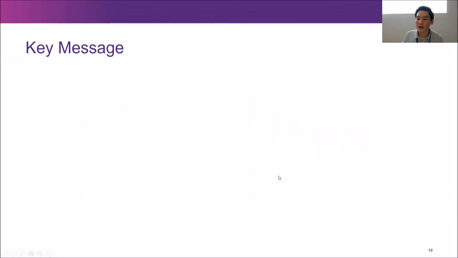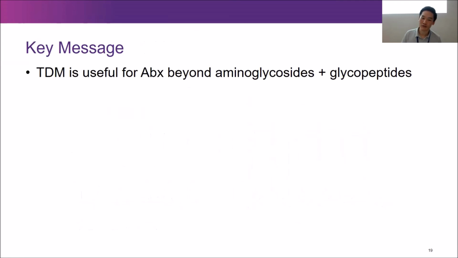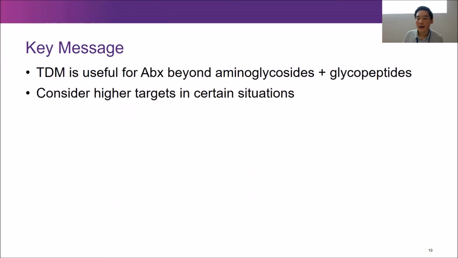So I suppose the key message that I hope most of us can take away from this presentation is that TDM is really useful for a wide variety of antibiotics, not just the aminoglycosides and the glycopeptides that we're used to sampling. In certain cases, like in this particular case here, where your site of infection is not in the blood or close to blood, or there is a separate barrier that's preventing antibiotics from penetrating into your site of infection, you might want to consider slightly higher targets.